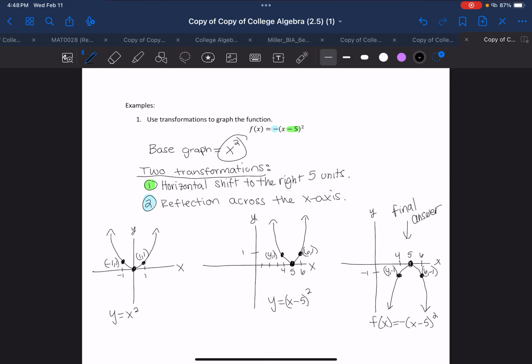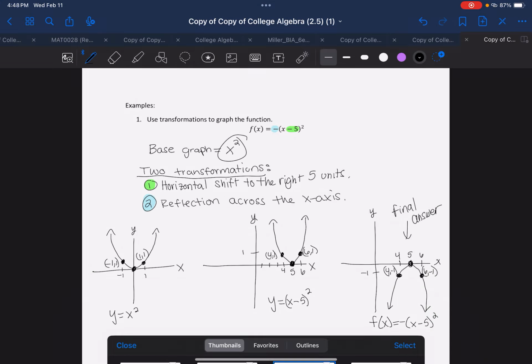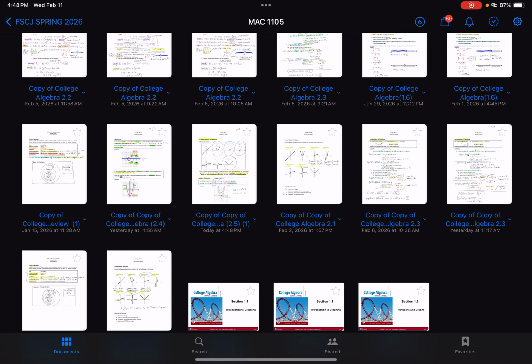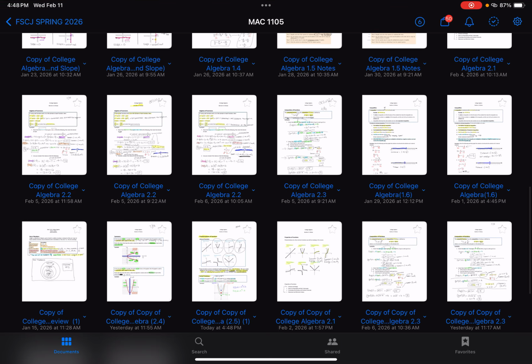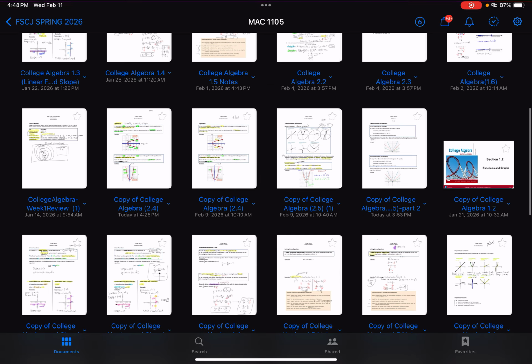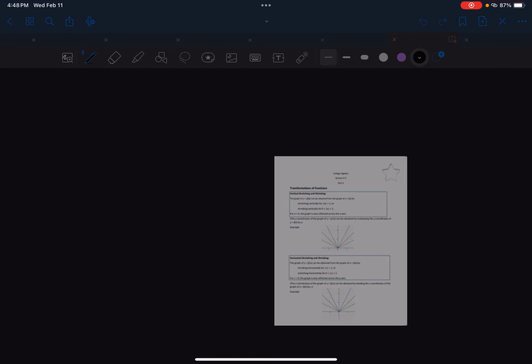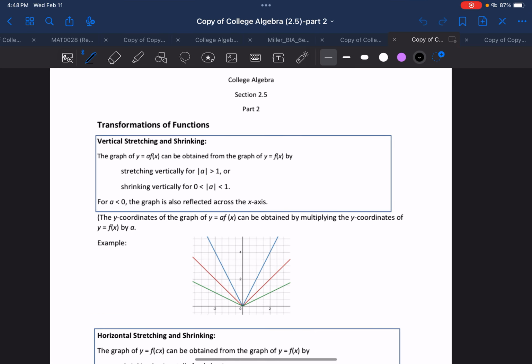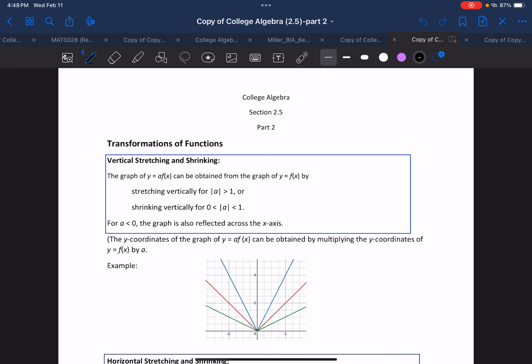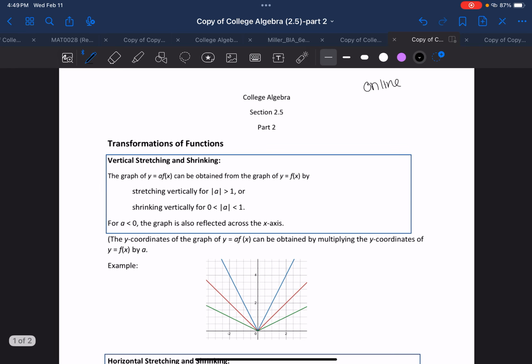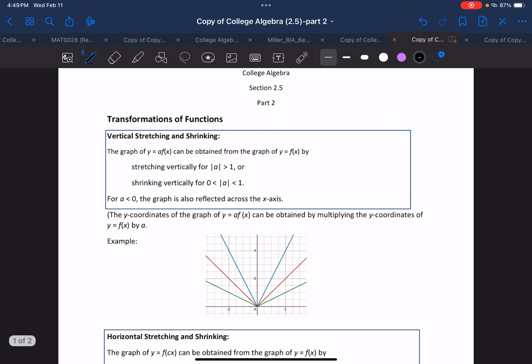Okay, so I'm going to switch to the last one of 2.5. I just have it on a separate document, so give me 1 second. Here it is. Okay. All right, so this is still 2.5. Again, I just separated this.